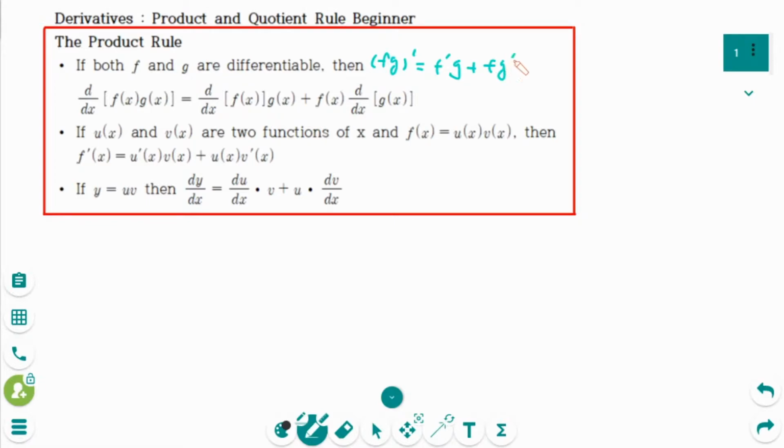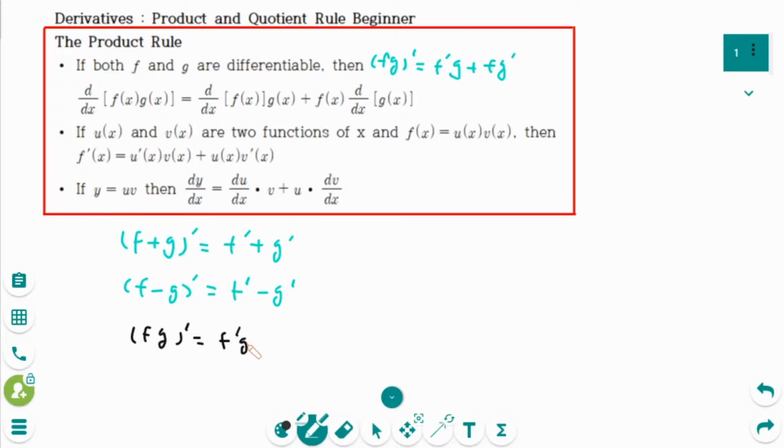Do you remember the sum and difference rule? (f plus g)' equals f' plus g'. Then (f minus g)' equals f' minus g'. We can distribute the prime to each function, but some students make the wrong guess like this: (f g)' equals f' g'. Don't even think about it.